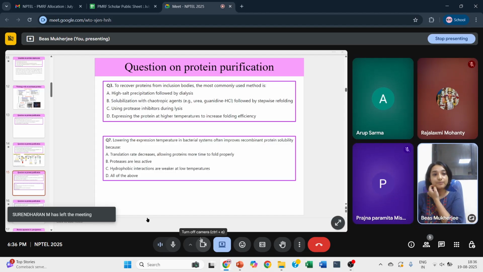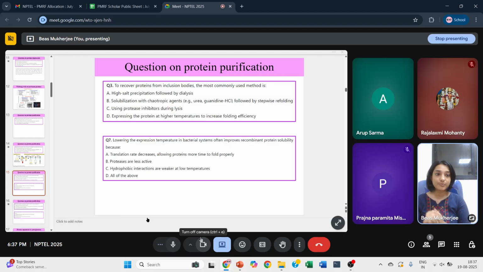Okay, so which one do you think would be the right answer? The protein is in the inclusion body, that means there is a lot of aggregation. So what you can do is one of these four things. Okay, now for the second question, that is question number 7 that we have on this slide.